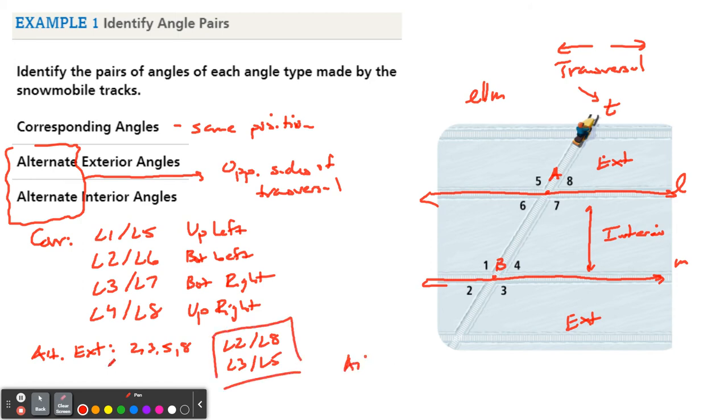And then for alternate interior, we're looking at the four angles in the interior. That's 1, 4, 6, and 7. Now we're looking at 1 and again, jump across the transversal, but go up to the intersection point, 1 and 7. And now we're doing 4 and 6. And there we go. So these are these three types of angles when it comes to parallel lines and a transversal. Very important here.